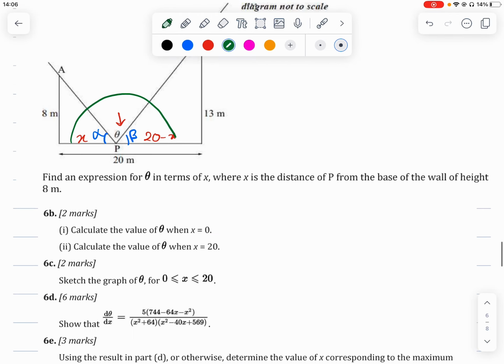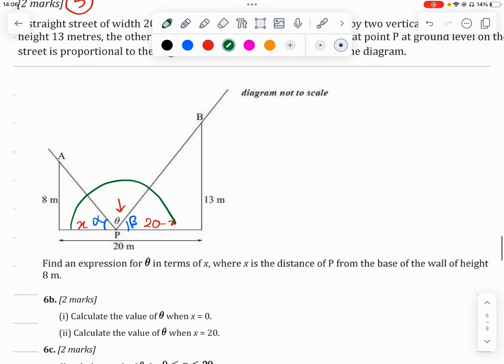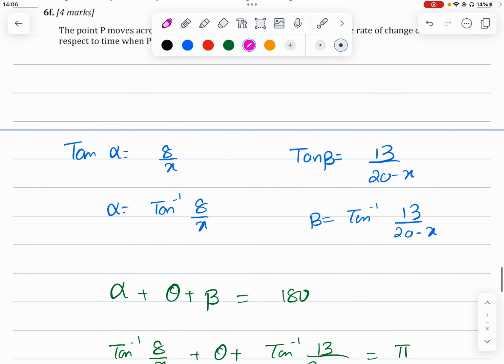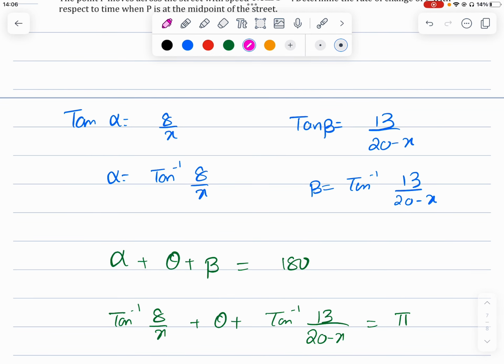What is the question asking? Find an expression for theta in terms of x. That has been found. Next, calculate theta when x equals 0. So he is asking us to find it when x equals 0.